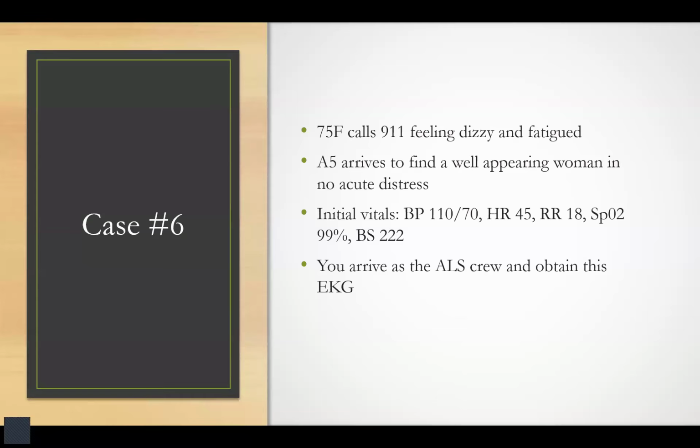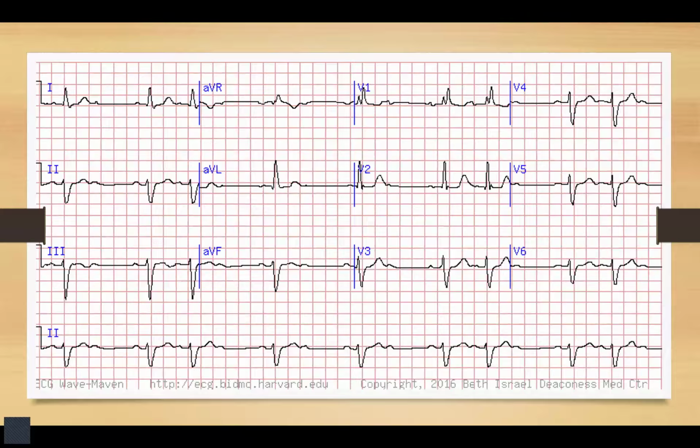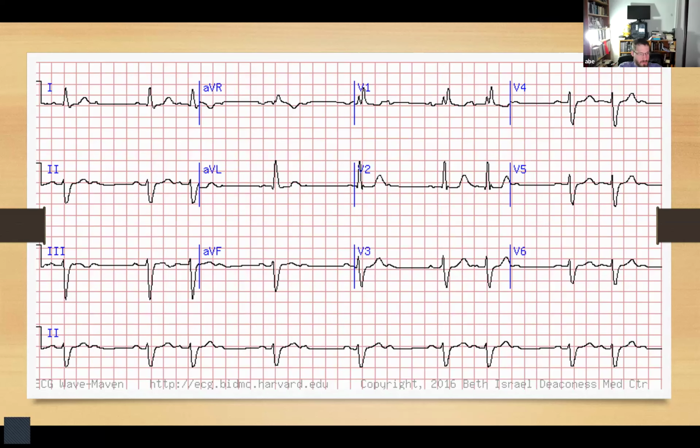All right. So case number 6 is a 75-year-old female feeling dizzy, fatigued, ALS arrives. Those are your vital signs. And this is your EKG. It's a block, type 2, number 2. All right. Tell me why.